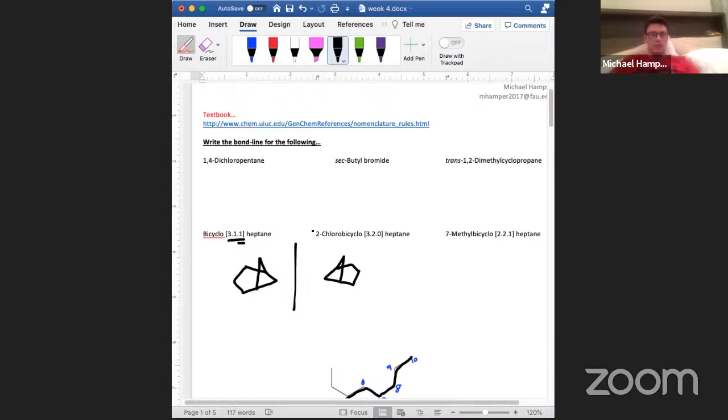So again, start with the bridge. That's how I do it, and that's how I recommend it. Start with the bridge and then fill in the gaps. So let's do this one, because this does have a carbon on the bridge and a substituent.